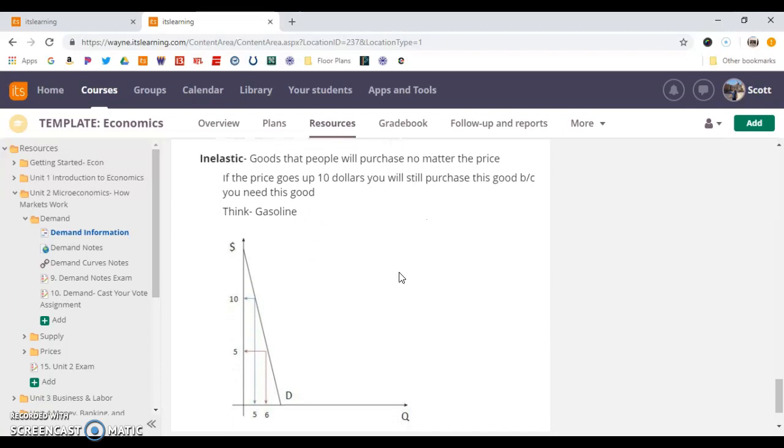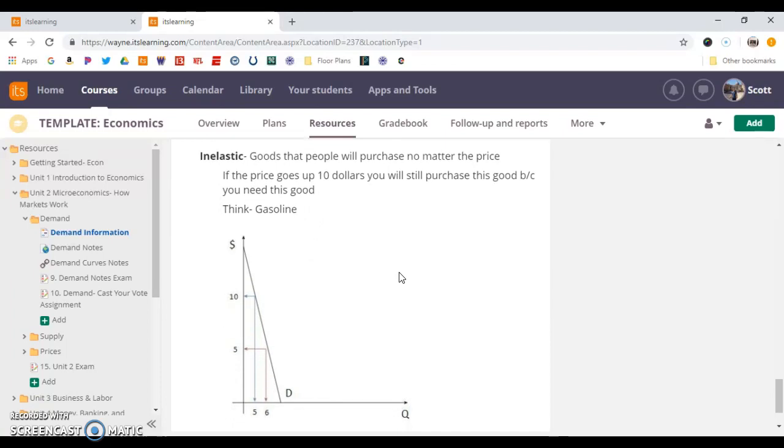So what does inelastic mean? That means that you're going to buy that product no matter what the price is. Yes, there are items out there that you will buy no matter how much the price is. Think of this as electricity, gasoline, different items like that. These are what we call necessities. These are inelastic items. Yes, you might use them less, but you're still going to use them.